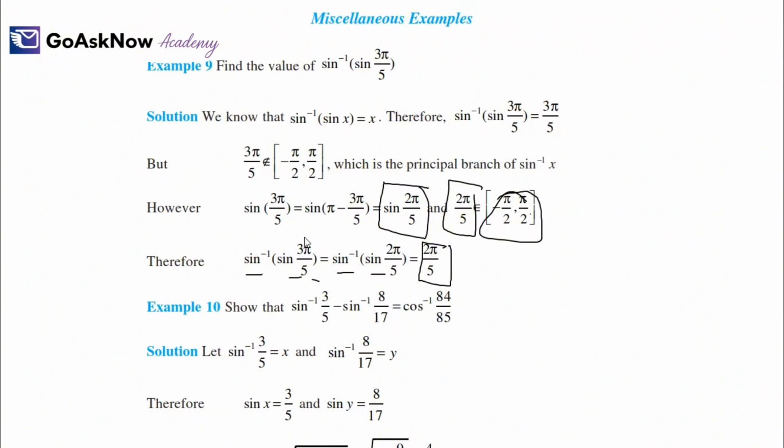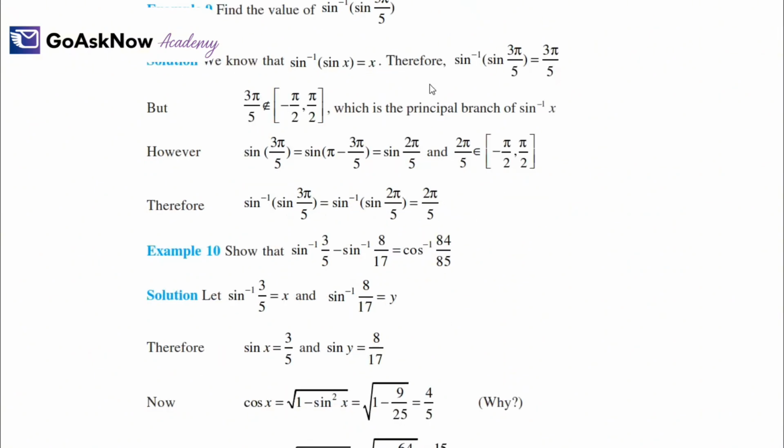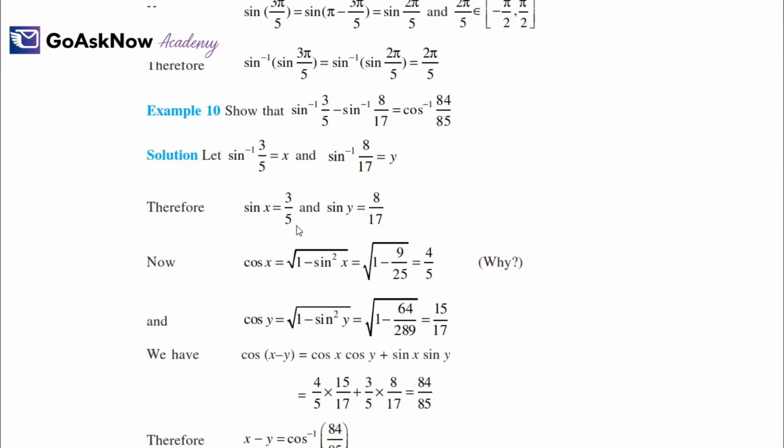Now example 10 is sine inverse 3 by 5. We have to show that sine inverse 3 by 5 minus sine inverse 8 by 17 is equal to cos inverse 84 by 85. So how to do this type of questions? You can apply what? Here you can apply your formulas of sine inverse x minus sine inverse y. Okay. So see here sine x is 3 by 5 and sine y is 8 by 17. But we have to form the result in cos inverse.